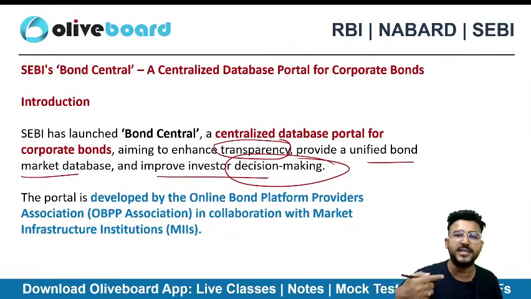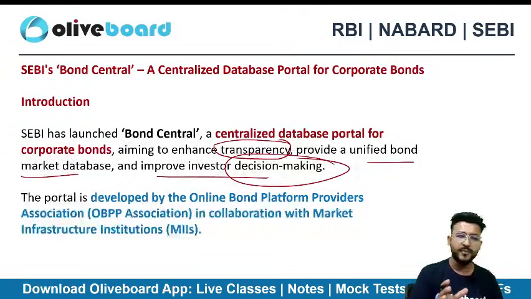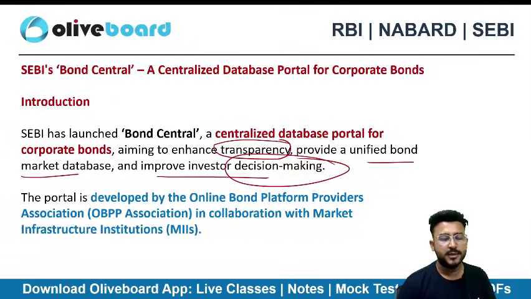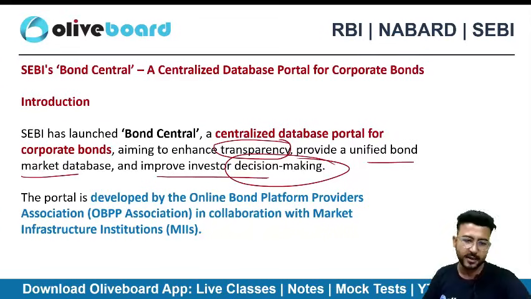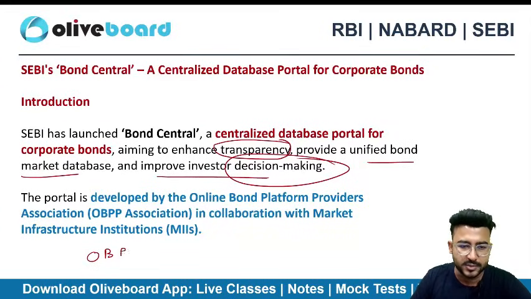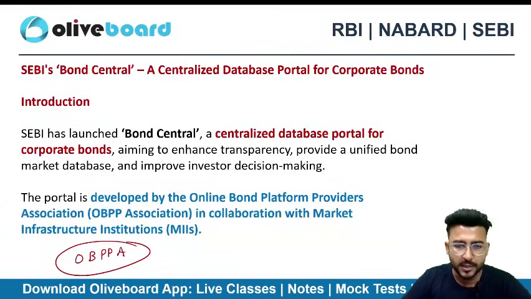For improving the decision making, I need authentic data, right? And where will I get authentic data with a full level of transparency and disclosure? It is going to be Bond Central. And which organization has developed it? OBPP Association, which is Online Bond Platform Provider Association.